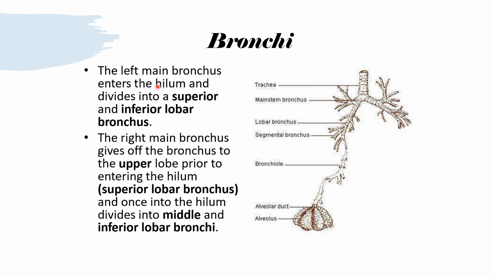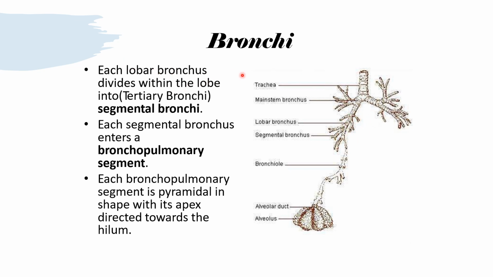The left main bronchus enters the hilum and divides into superior and inferior lobar bronchi. The right main bronchus gives off the bronchus to the upper lobe of the right lung prior to entering the hilum, which is known as the superior lobar bronchus. And once it enters the hilum, it divides into middle and inferior lobar bronchi.